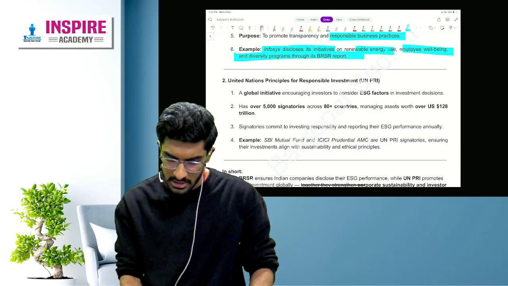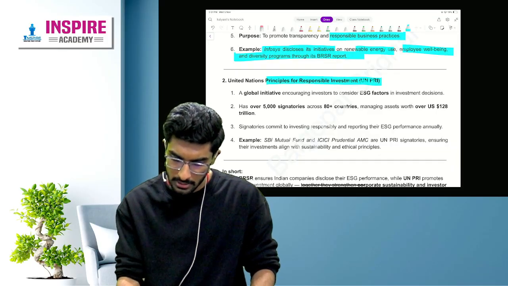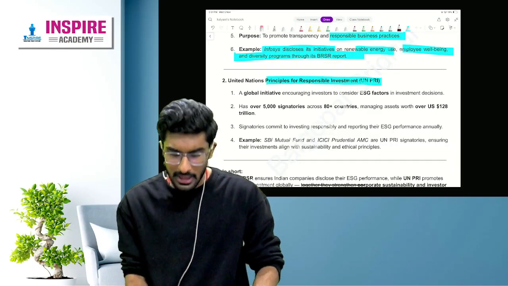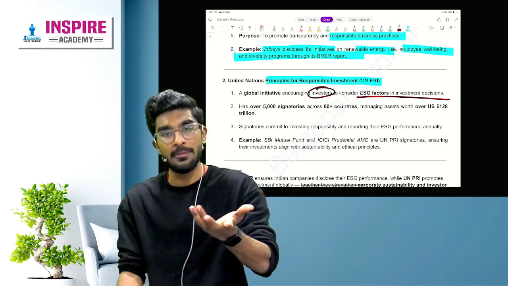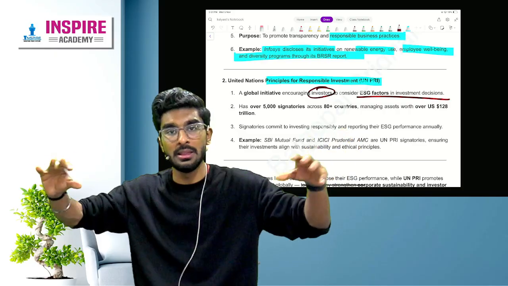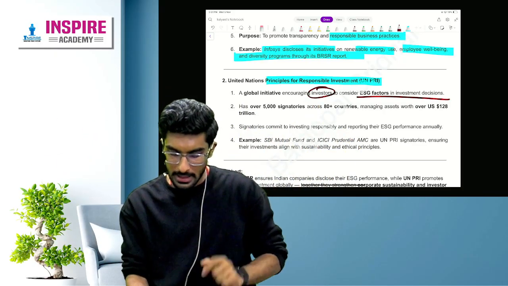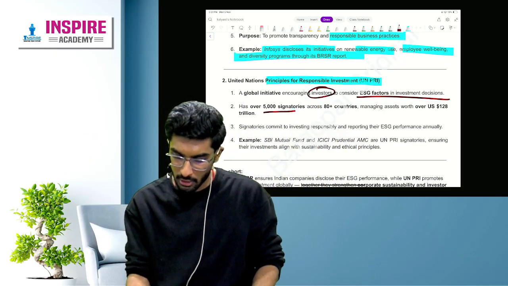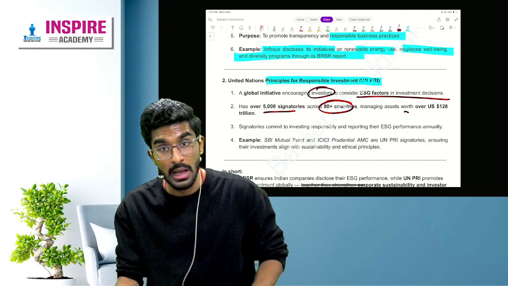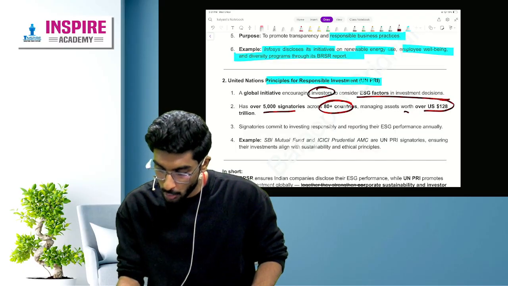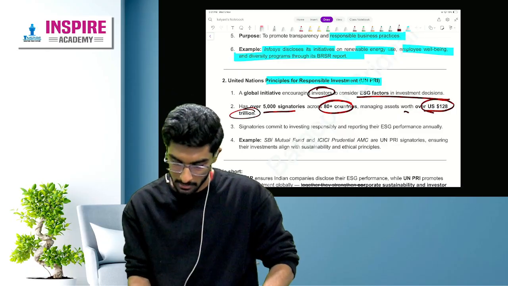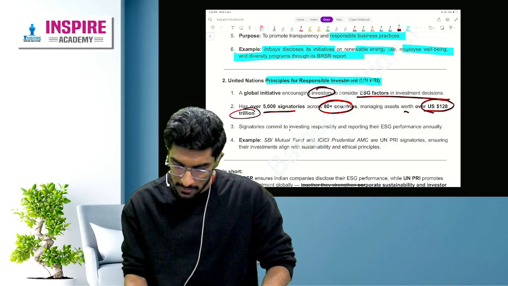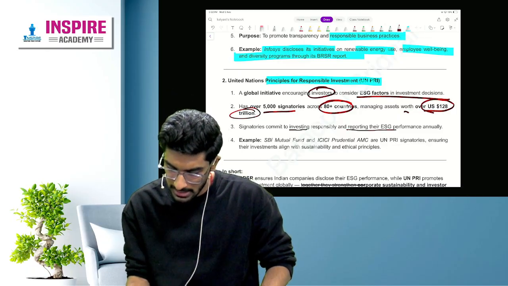And the last is, it's not important, but still we'll cover this: United Nations Principles for Responsible Investment. What is this? It's a global initiative encouraging investors to consider ESG factors so that we can all make this a better world. It has over 5,000 signatories across 80 countries, managing assets worth $128 trillion. Oh my God, such a big amount. Signatories commit to investing responsibly and reporting their ESG performance annually.